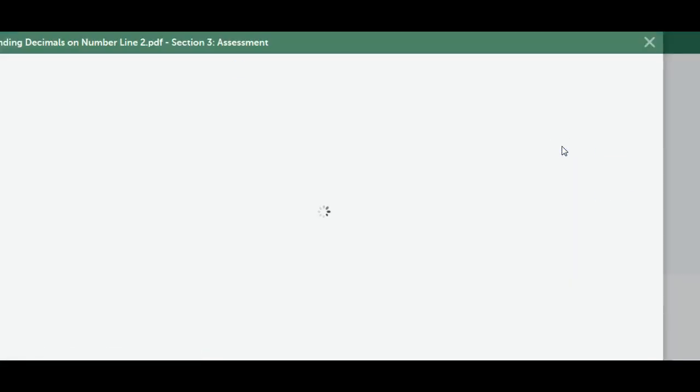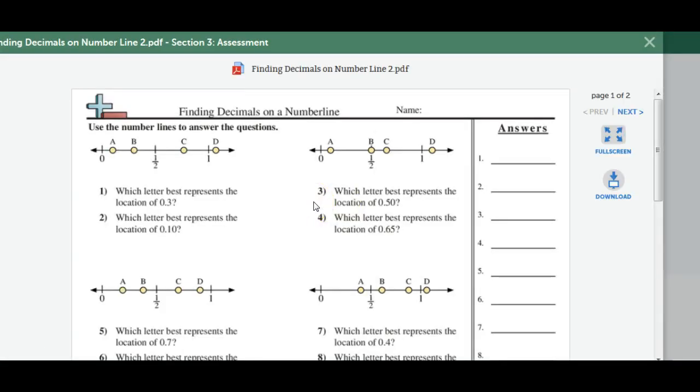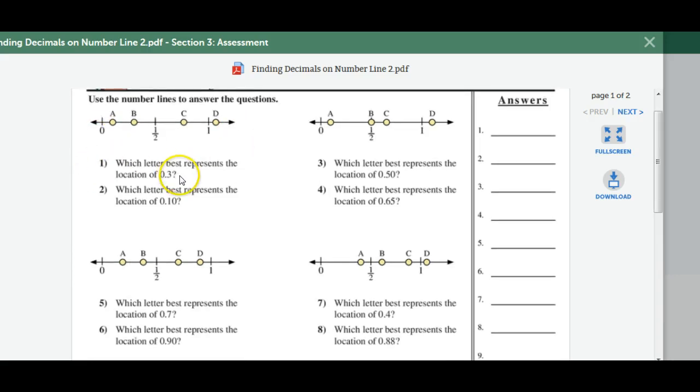And to end that series of lessons, students complete an assessment, which again they have a number line with letters on it, and they have to determine which letter represents what the question is asking them. And that's an overview of decimals or fractions on a number line as a targeted skill.